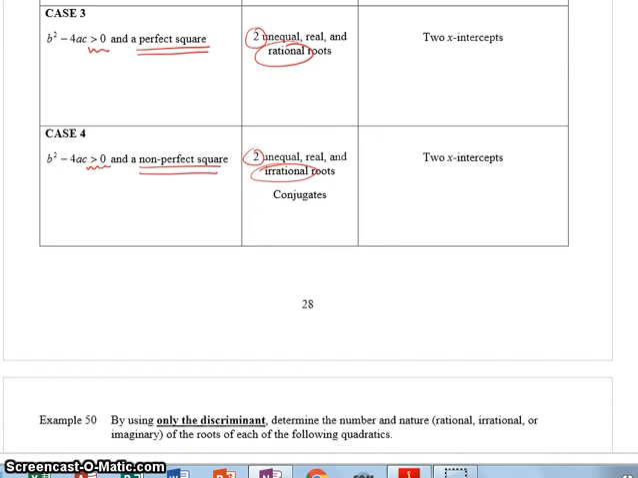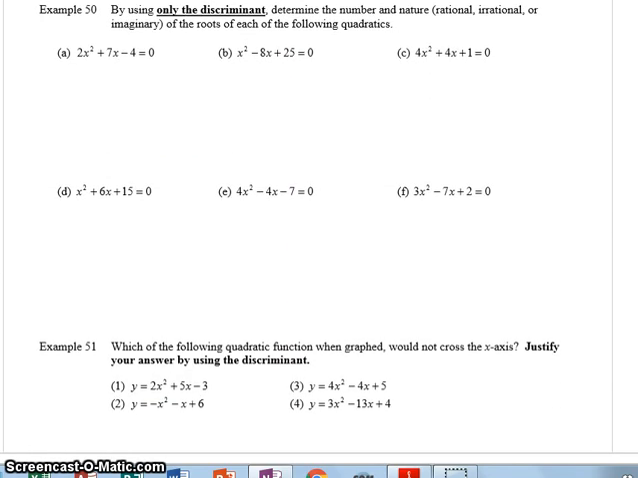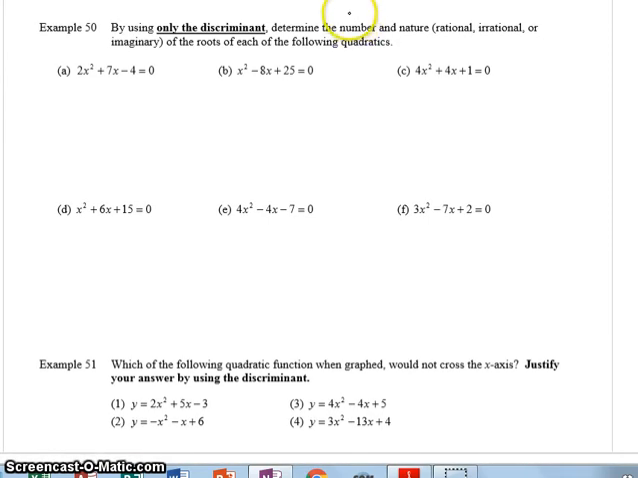Okay, so moving on to example 50 here. It says, by using only the discriminant, determine the number and the nature. So the number means how many. So is there 1 or is there 2? There's always 2, guys, unless it's equal to 0. Then there's only 1. And the discriminant, you got to remember, is b squared minus 4ac. That is not given to you. You do have to know that part of it.